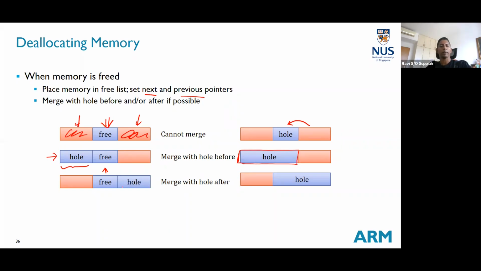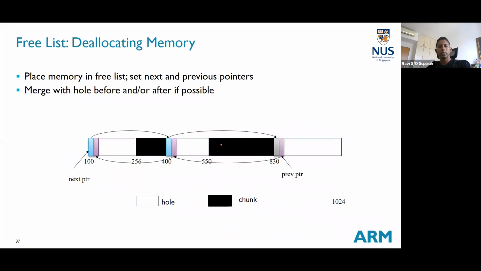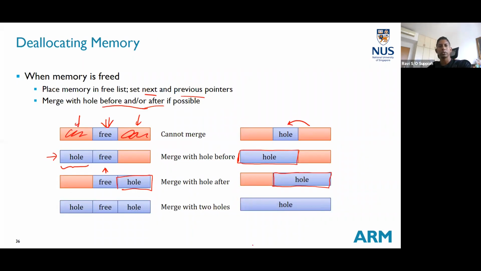Similarly, if I have a hole after that and I free up the block before, then I can do a merge with the hole after. So whenever I do a free, it is possible for me to do a merge with the hole that is either before or after the current block that I'm freeing. I can also merge with two holes and make it one big hole over here.